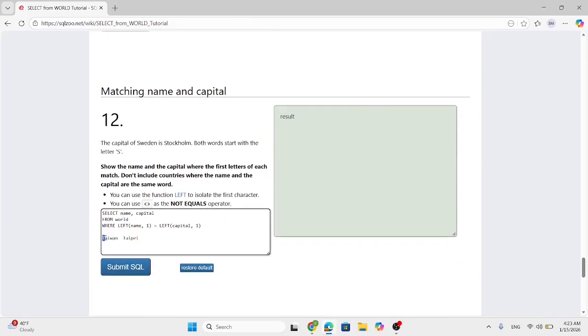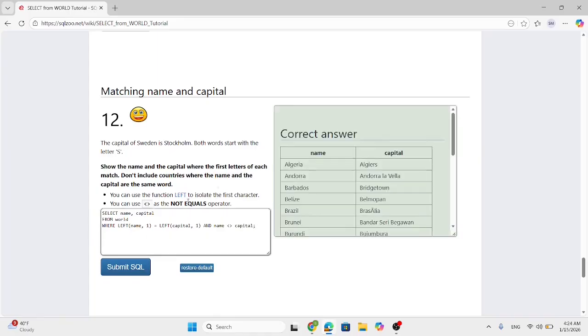As you can see, Taiwan is the country name. It starts with T. Its capital is Taipei, and it starts also with T. So, for example, with the help of this statement, we will get this kind of thing. But also it says don't include the countries where the name and the capital are the same word. So that's why we need to add and name, this operator that gave us, not equal to capital. That's it. Okay.